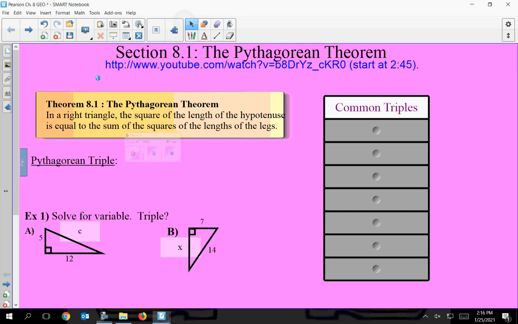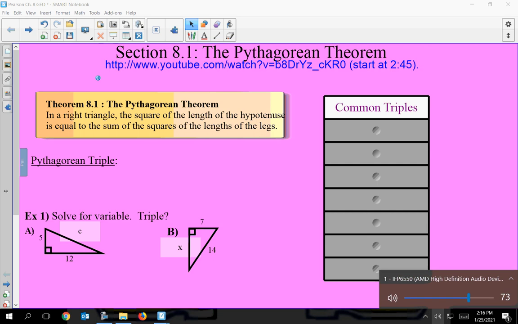Okay, everybody, this is chapter 8, section 1. This is the beginning of trigonometry, so we're going to do a little bit of review on the Pythagorean theorem, just because trigonometry is based on a right triangle, which is kind of the same as what the Pythagorean theorem is, okay?